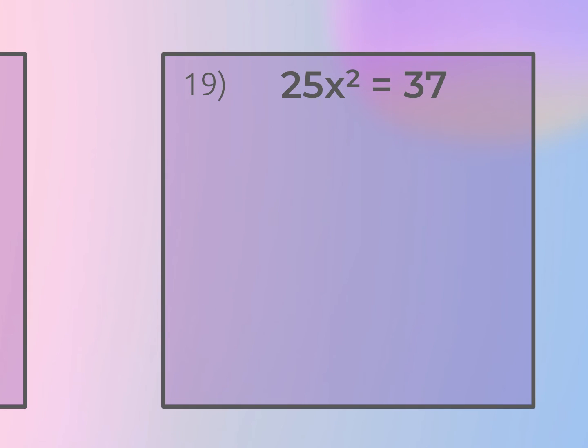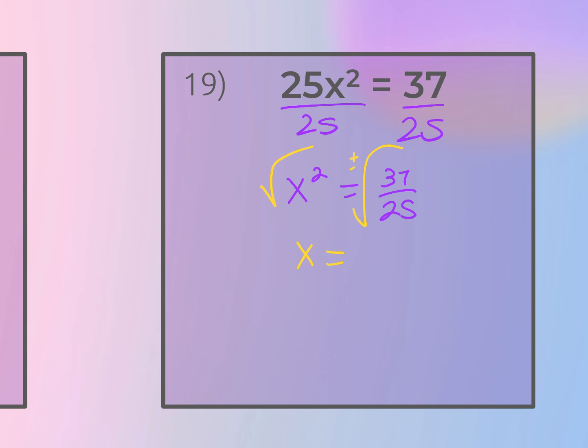Now look at 19. 37 is not a typo, it's a yucky number on purpose. What do? Divide by 25. And I get x squared equals 37 over 25. Doesn't divide evenly. I'm sure as heck not going to put that in mixed number form. Okay, don't do that. Now what? Square root both sides, putting that plus or minus in the front.